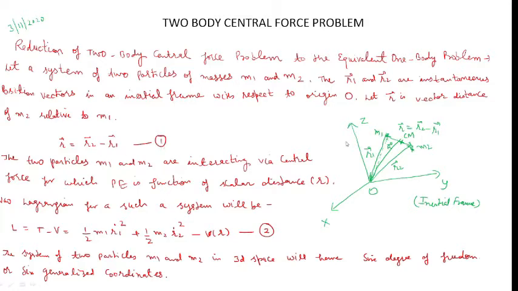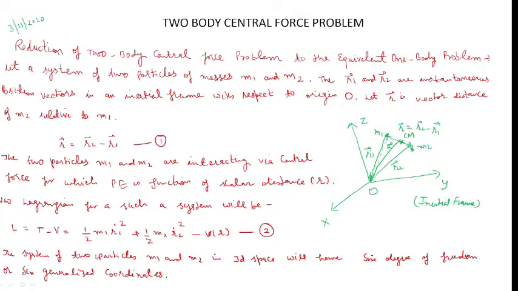As we know that the two particles m1 and m2 are interacting via central force, the potential energy here will be a function of the scalar distance only. In such a case we can write the Lagrangian as kinetic energy minus potential energy. So it will be equal to 1 by 2 m1 r1 dot square plus 1 by 2 m2 r2 dot square minus V(r). Let us say it is equation number 2.